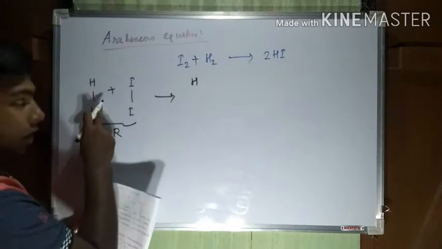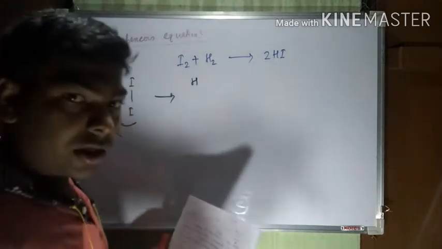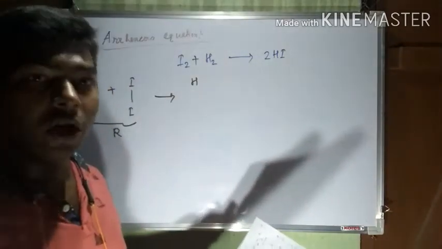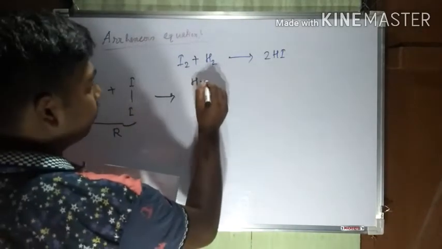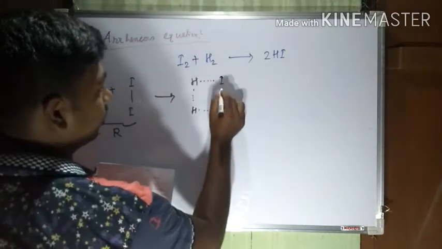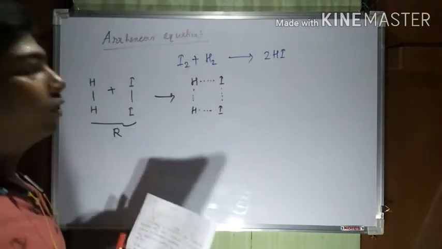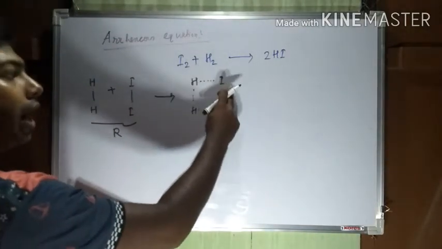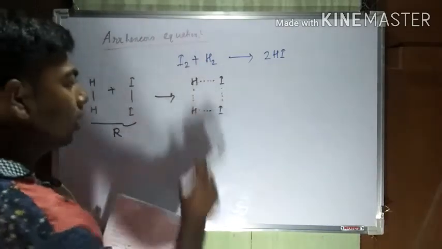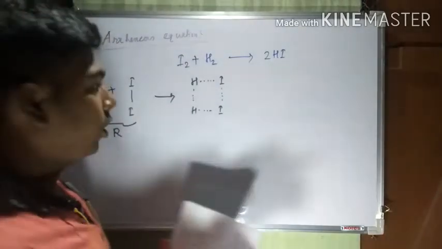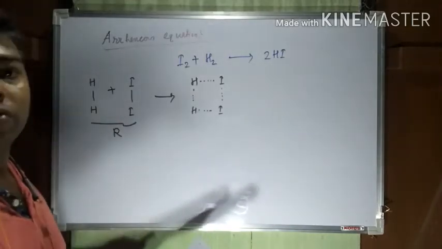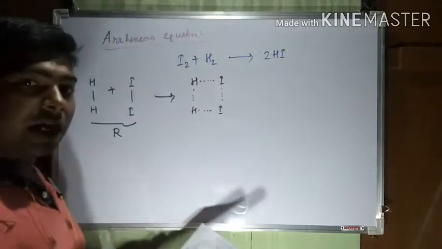The bond between hydrogen and iodine partially disappears and forms a new bond which is also partial, not full. In this step, this dotted bond is the partial bond. Hydrogen is partially bonding with iodine and also with its own hydrogen atom. That means these bonds are not completely stable bonds, or you can say there is no complete bond, only an interaction.